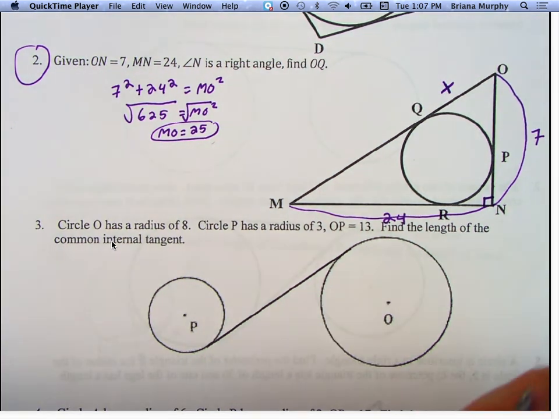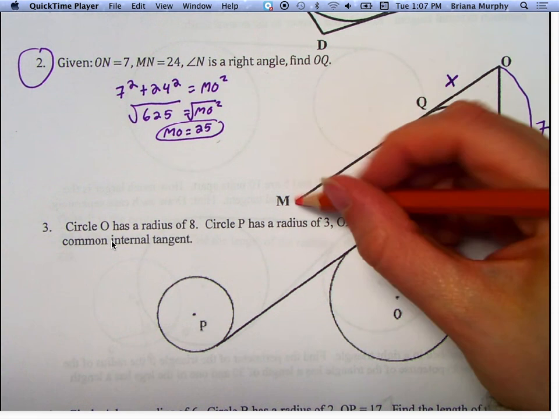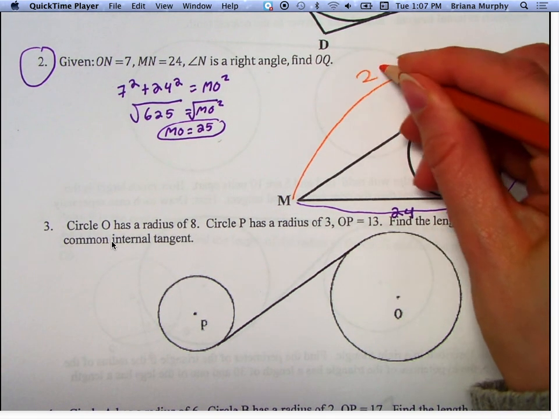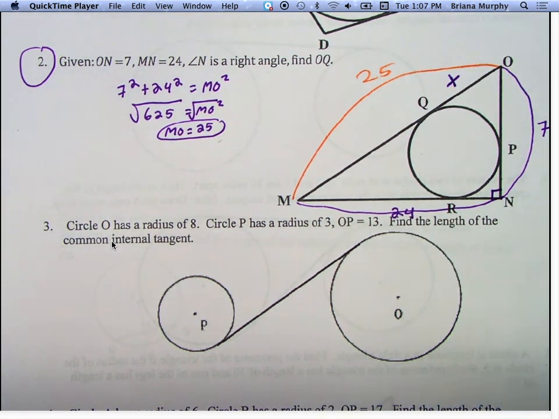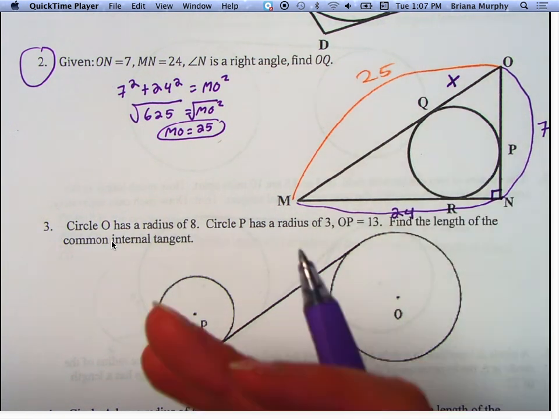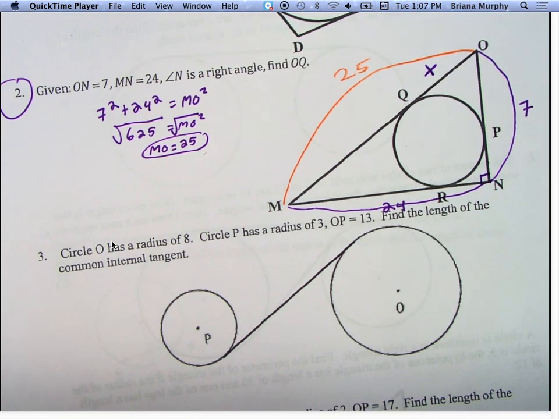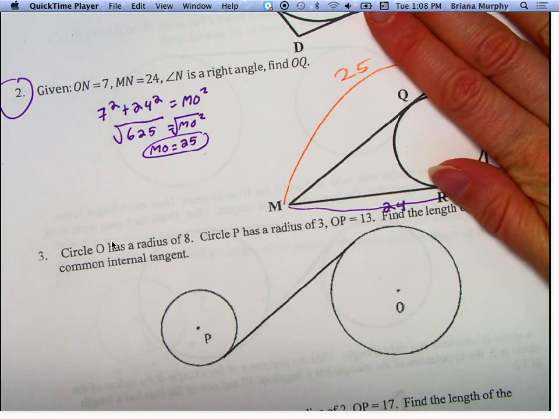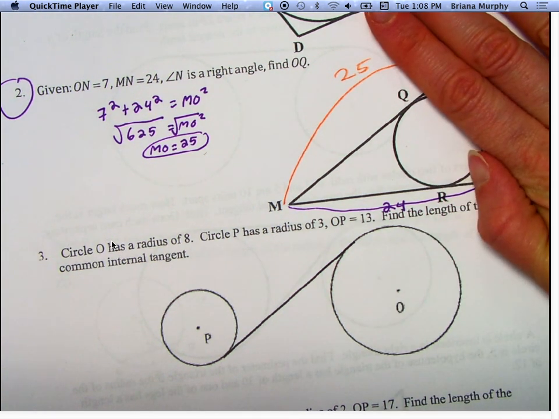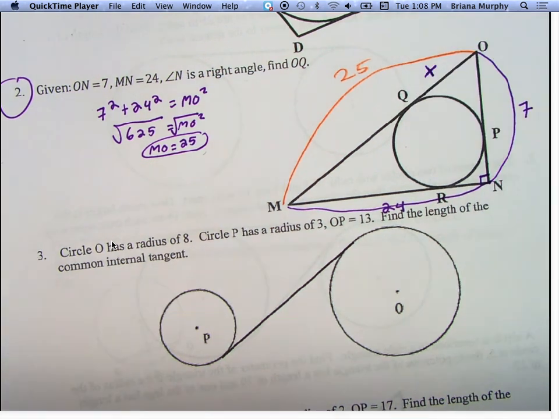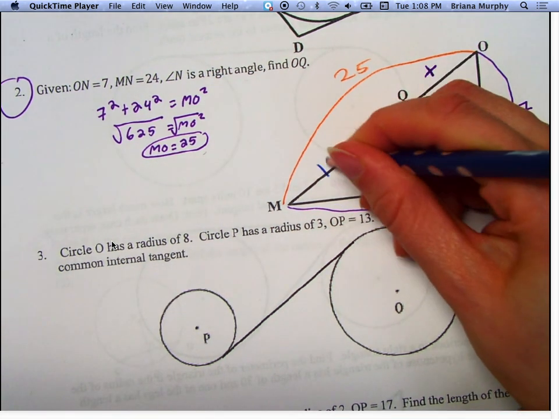So now that I have M to O, this length right here is 25. That still doesn't really help me. I don't know how much to subtract from M to Q to get Q to O yet. So now that we've done all of our basic stuff, let's talk about the stuff we've learned. What do I know about tangents? I know that if 2 tangents meet at an exterior point, they're equal, right? So if we just ignored this part, do you see how MQ and MR both meet an exterior point? So they'd have to be equal, right? So let's mark that. These are equal.